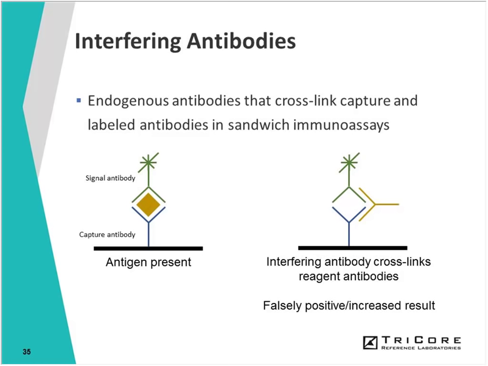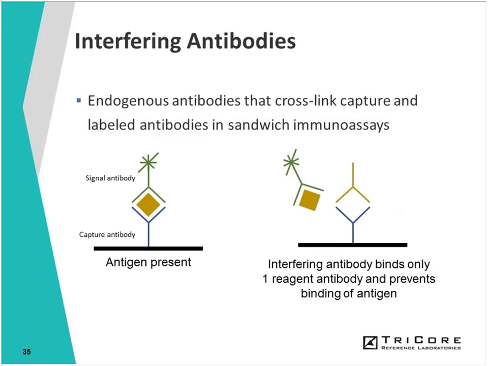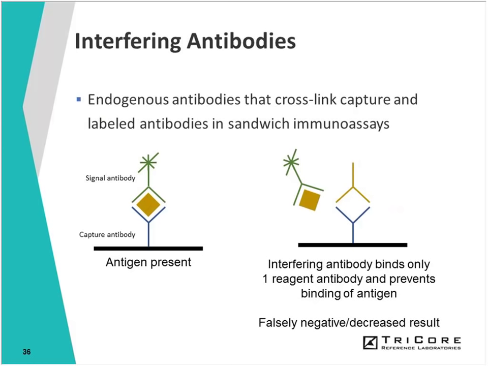Shown here is the mechanism by which these antibodies can produce a false positive result. Shown on the right, the interfering antibody can cross-link both the capture and the labeled antibodies in a sandwich immunoassay, thereby giving the appearance that the antigen is present even when it is not. Now, interfering antibodies can also cause negative interference and produce falsely decreased results, although this type of scenario is less common. The negative interference is caused by the interfering antibody binding to only one of the two reagent antibodies, thereby preventing the reaction with the antigen.